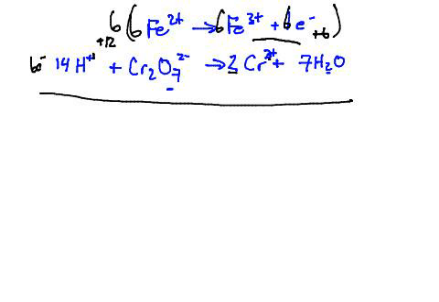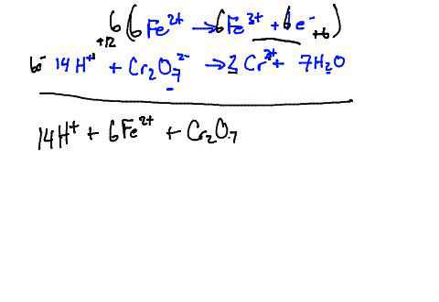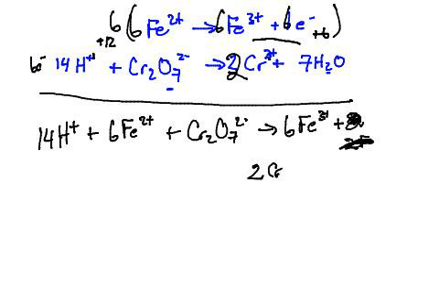So now I simply carry everything down. So it'll be 14H+ plus 6Fe2+ plus the dichromate makes 6Fe3+ plus the 2, is that 2 or 3? That's a 2. Plus 2Cr3+ plus 7 waters.